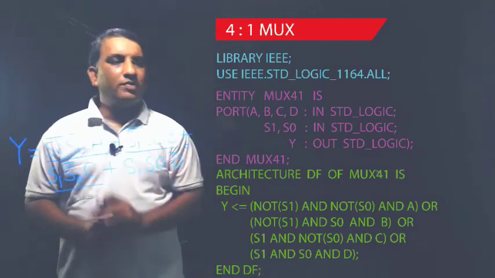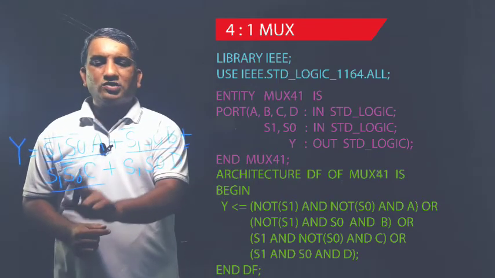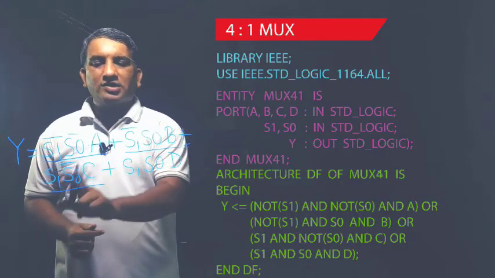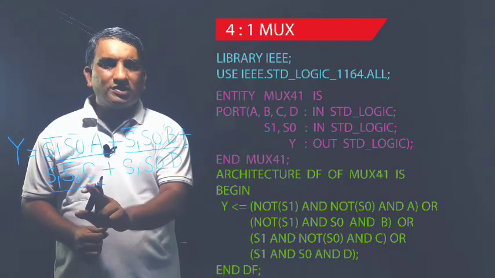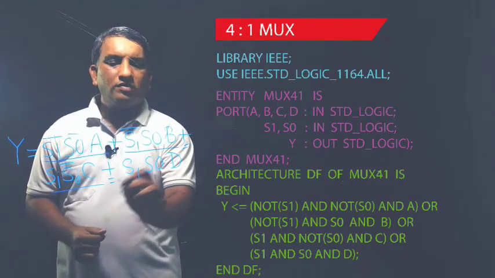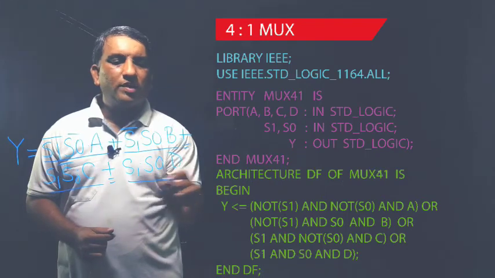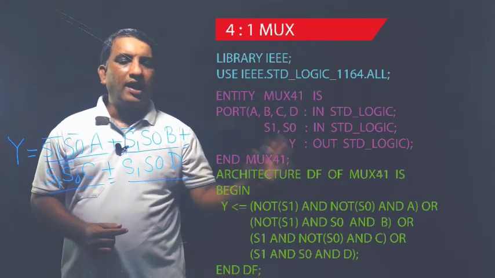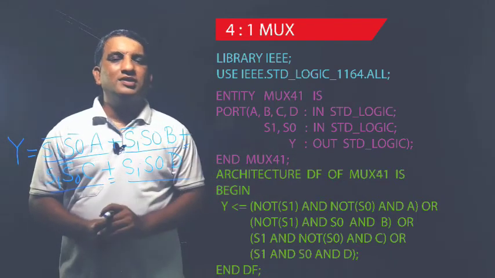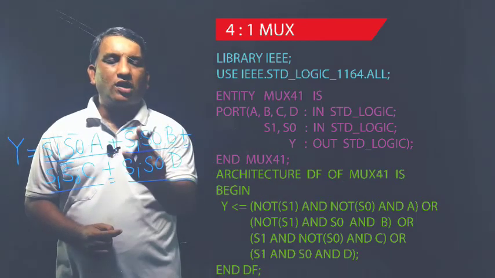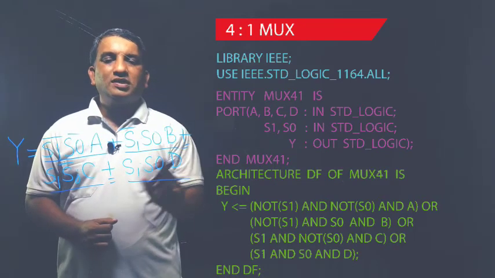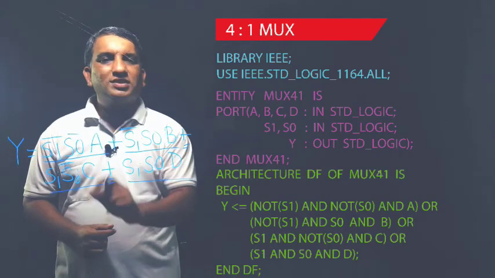Third term, I include in the third bracket. So here it is S1 dot S0 bar dot C, so what will we do, S1 and not of S0 and C in the third bracket. Then or, and the fourth term we have is S1 and S0 and D. And finally I will put the semicolon after implementing this equation. So this is the VHDL implementation of this equation.